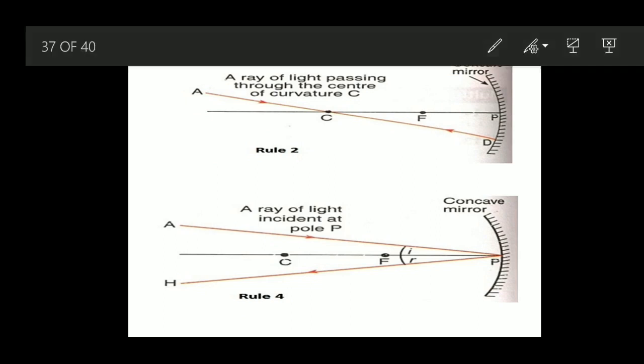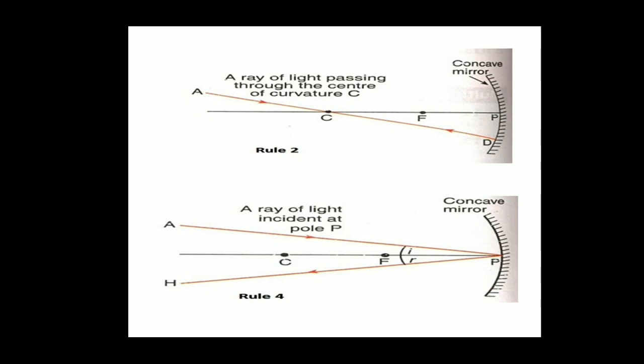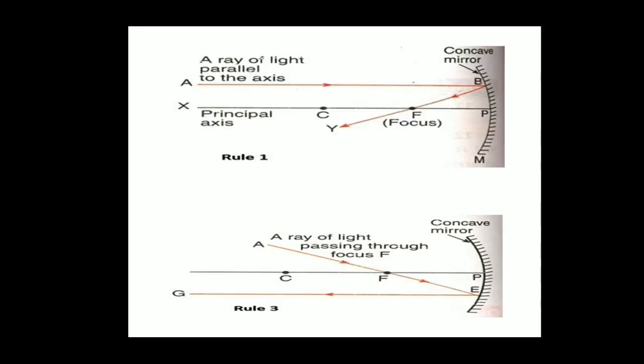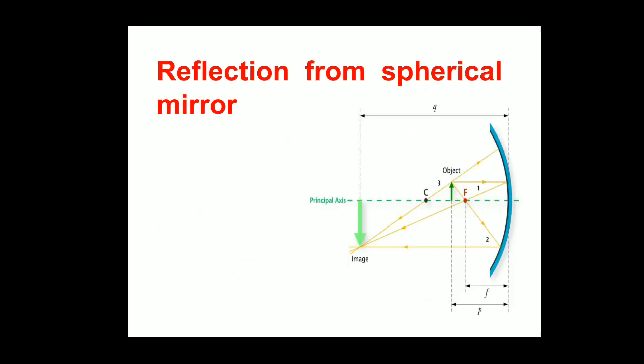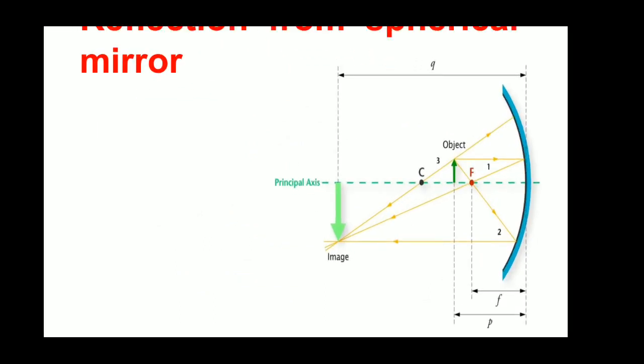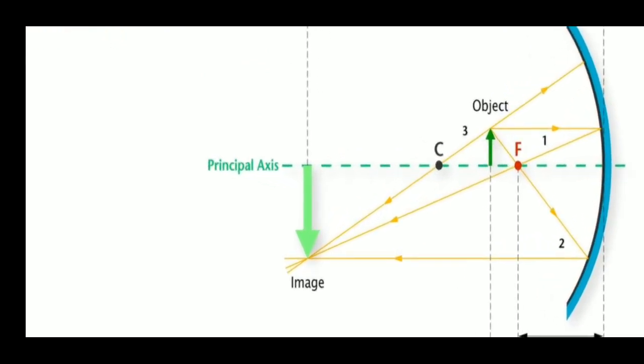And this is oblique incidence, where i is equal to r. But children, remember, in the first rule, the second, the third, everywhere i is equal to r is applicable. So now if you see this single diagram, you will get almost all the ideas I have used.